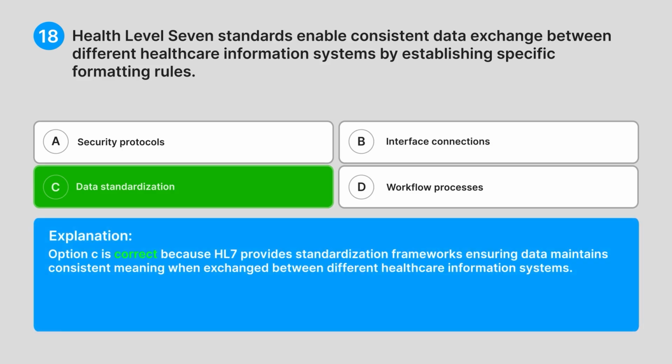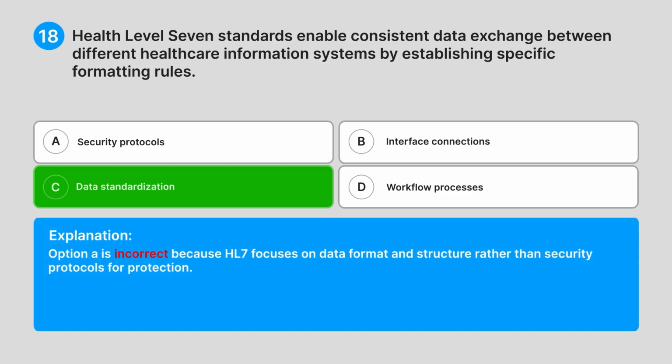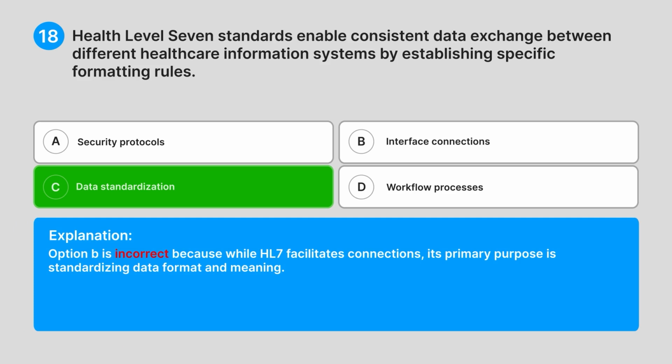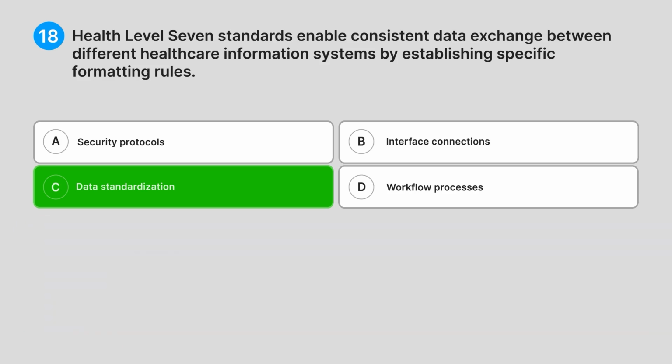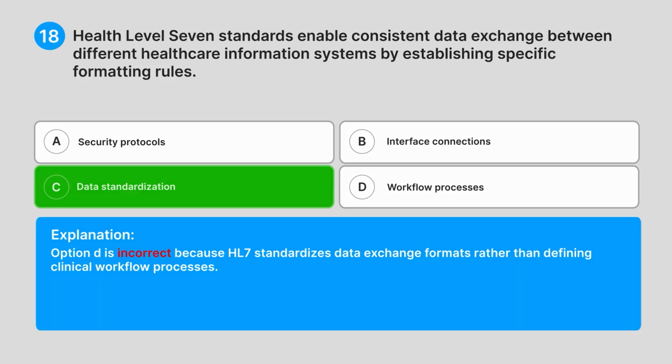Explanation. Option C is correct because HL7 provides standardization frameworks ensuring data maintains consistent meaning when exchanged between different healthcare information systems. Option A is incorrect because HL7 focuses on data format and structure rather than security protocols for protection. Option B is incorrect because while HL7 facilitates connections, its primary purpose is standardizing data format and meaning. Option D is incorrect because HL7 standardizes data exchange formats rather than defining clinical workflow processes.